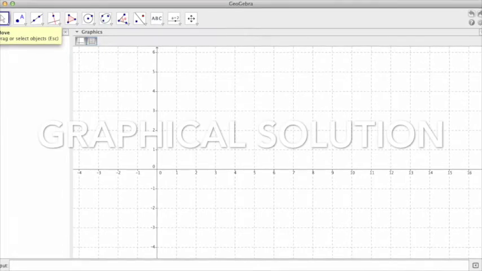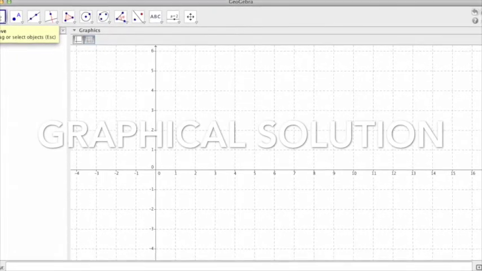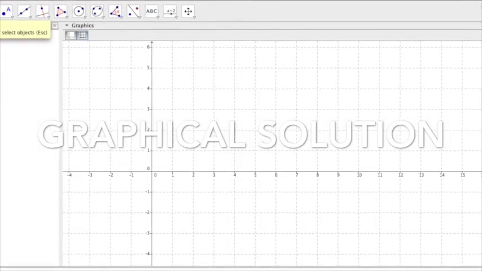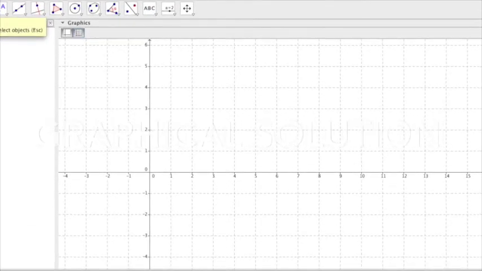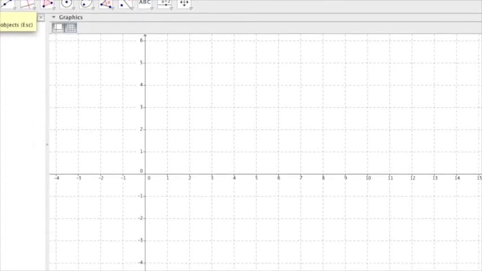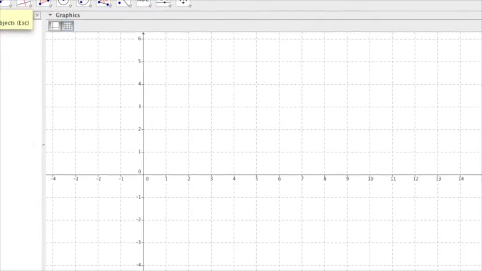Now we have opened up GeoGebra, which is a free graphing program. We're now going to solve our equation system graphically. Each equation equals a straight line in the coordinate system. The values of the variables x and y are represented by the point where the two lines intersect each other.